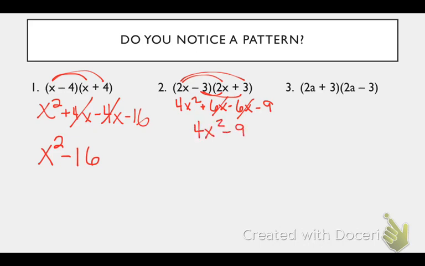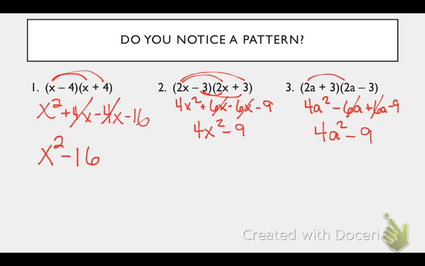In the final one, 2a plus 3 times 2a minus 3 is very much like the last one. This would be 4a squared. Outer would be minus 6a, inner would be plus 6a, and last is minus 9. It's really just the variables that are different. I should have picked a better example here. That would be 4a squared minus 9.